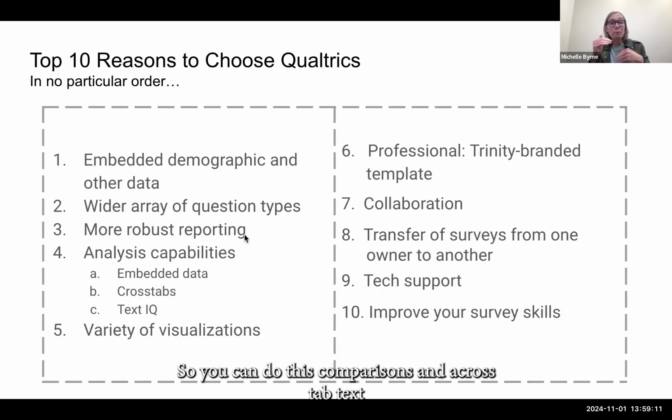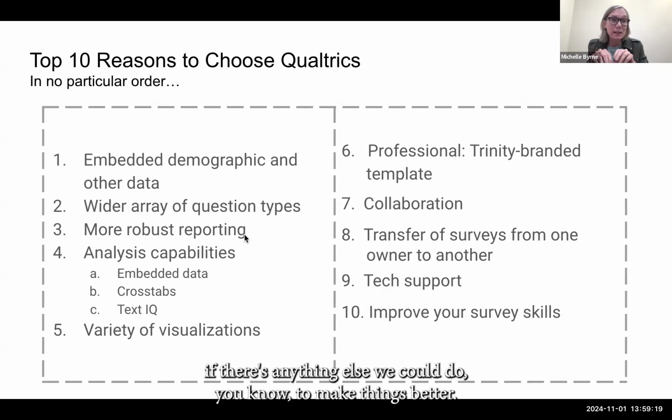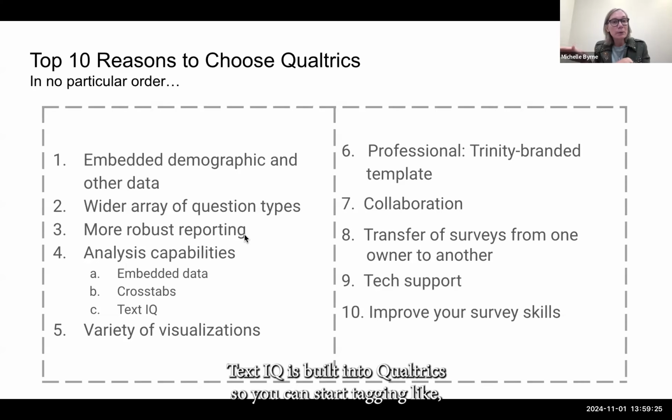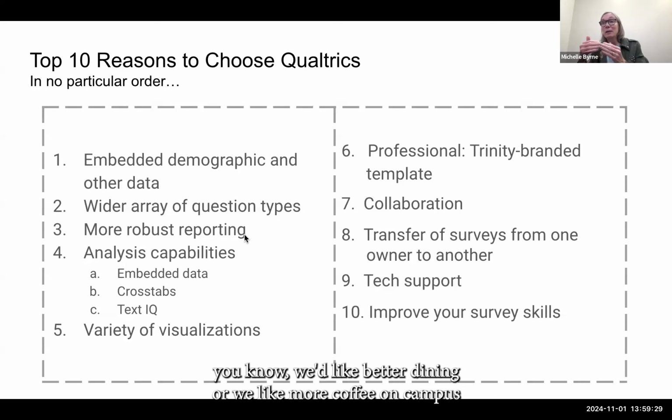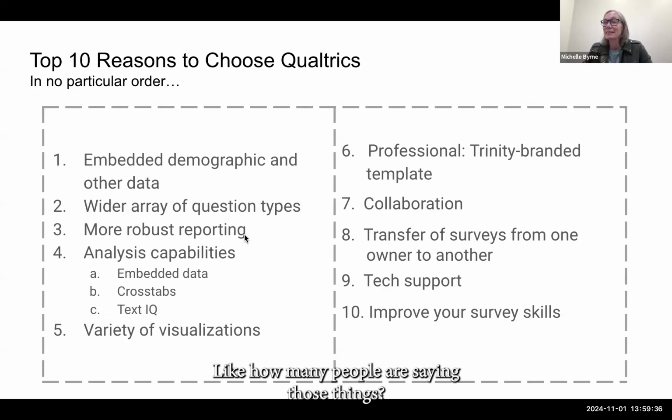So you can do those comparisons in a crosstab. Text IQ is a way of, if you have an open comment box, like, please tell us if there's anything else we could do to make things better, and people are allowed to type something. Text IQ is built into Qualtrics, so you can start tagging, like, we'd like better dining, or we like more coffee on campus, or something like that.